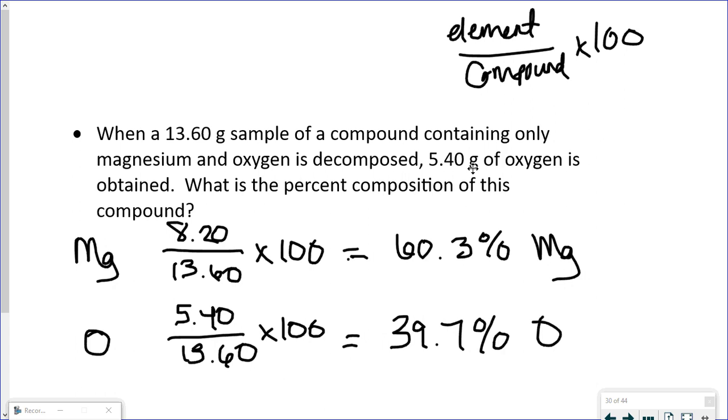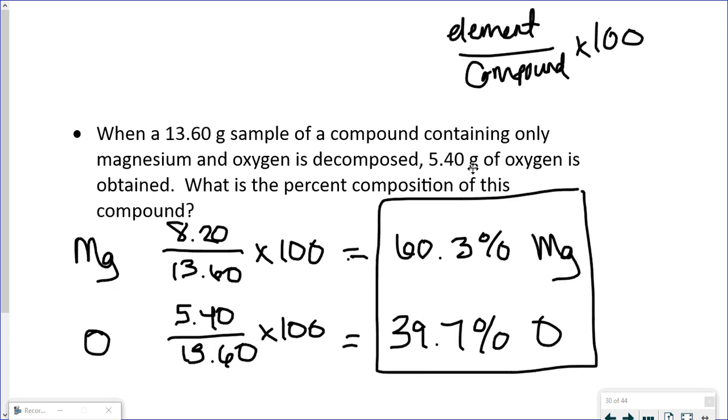And if you want to double check, those do add up to equal 100. So that would be my answer for this question. Because it wanted the percent composition of the compound, I need both elements in that compound. Let's look at another problem.